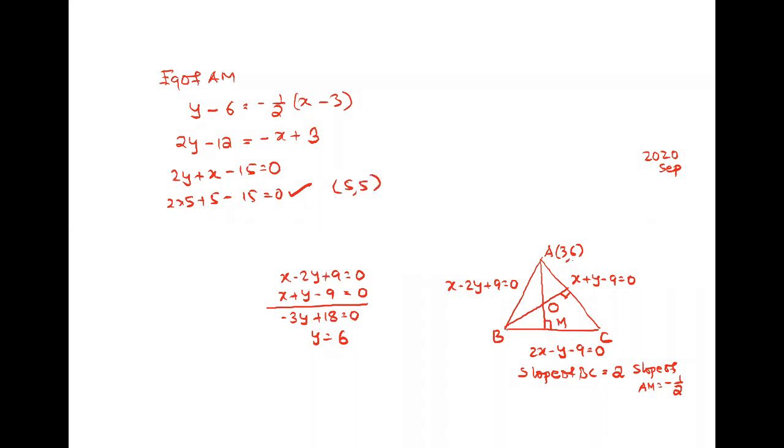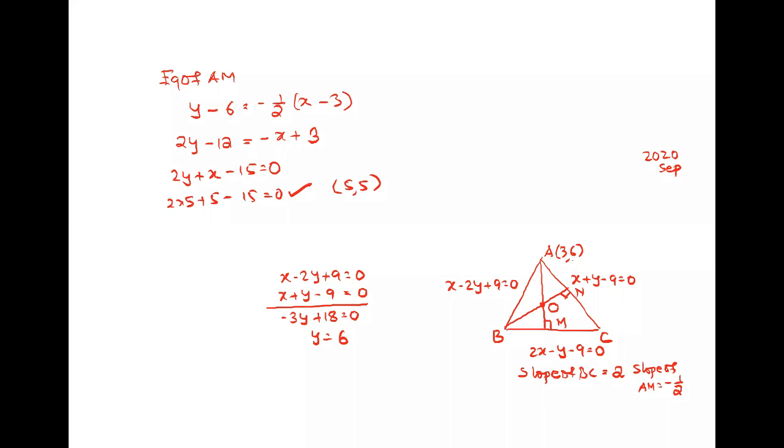That's a shortcut. Otherwise, you have to find the equation BN and solve these two equations. But once you know the AM, the orthocenter must lie on AM. Therefore, you can directly, from the options, satisfy your result. So (5, 5) is the orthocenter.